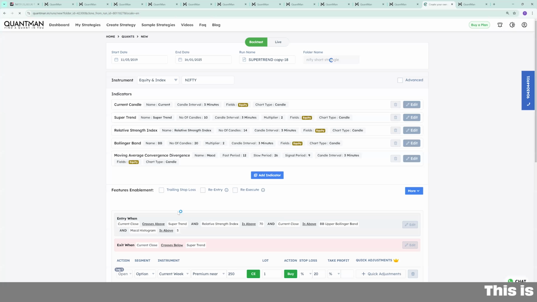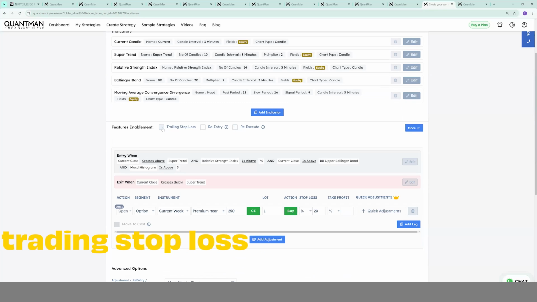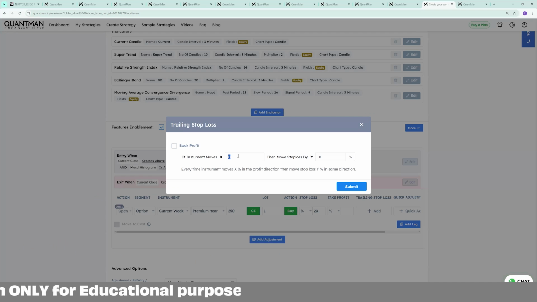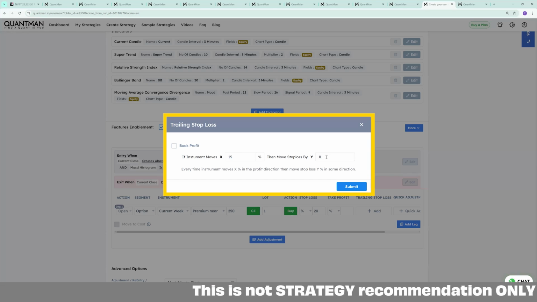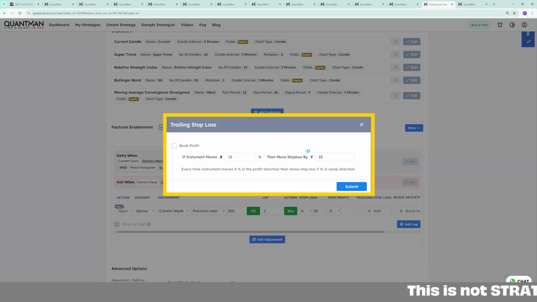Copy and edit. There is one option feature: trailing stop loss. Add 25%. I give 20%, right? So I give 15% and 15%. X is lesser than Y. Always X is lesser than or equal to Y.